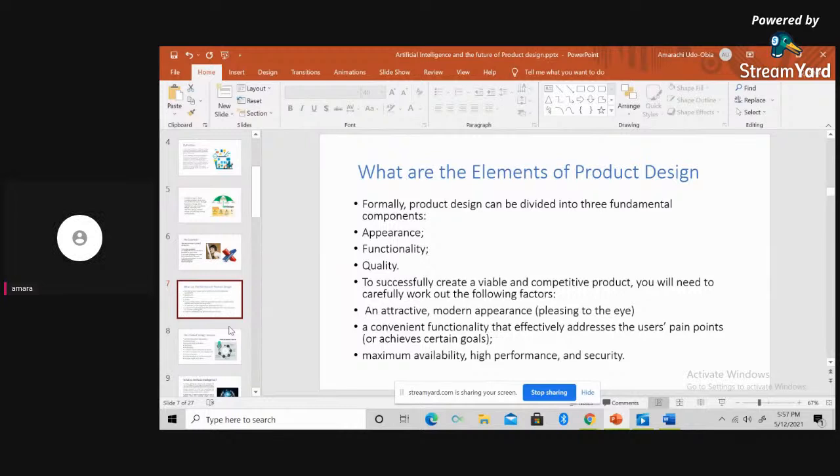Formally, product design can be divided into three components, which are basically the appearance, the functionality, and of course the quality. Now, the quality actually has to do with everything, such as the functionality, the appearance, and so many other things. I once read somewhere, I was in a class and they asked the question, what is quality? And people were just like, okay, how well the product functions, perhaps what it is made of, maybe the cost, stuff like that. We were all guessing. And the instructor made a comment. The way he defined quality, it just kind of stuck in my mind.